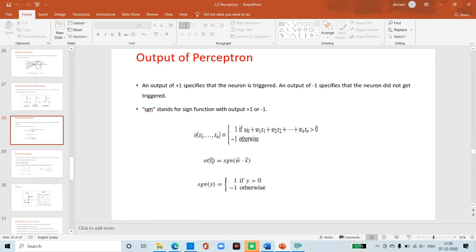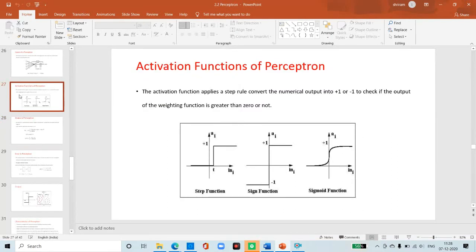The output for x bar, the vector of inputs, equals the sine function of the vector of weights and the vector of inputs. The sine function shows the output in plus one or minus one format. So here we are applying the sine function, giving plus one or minus one.